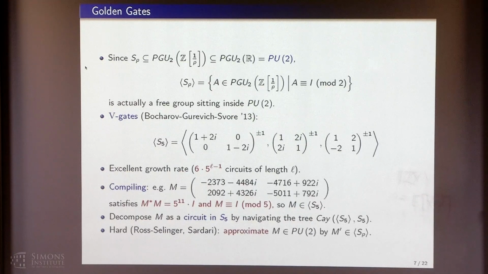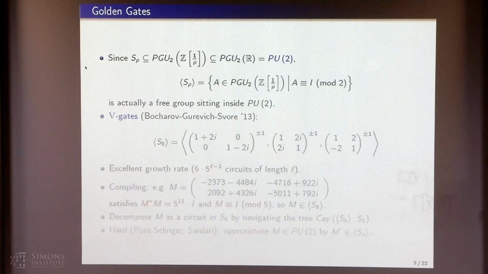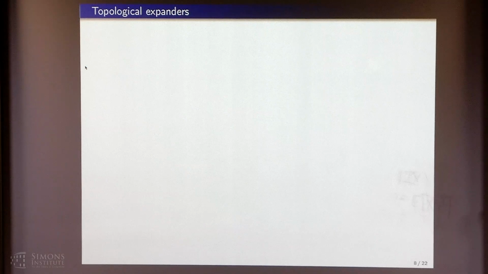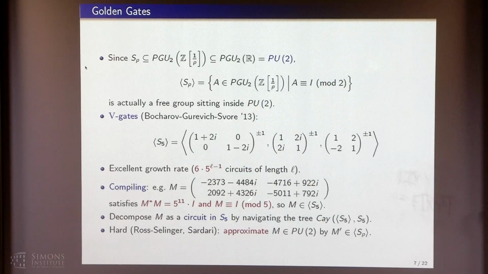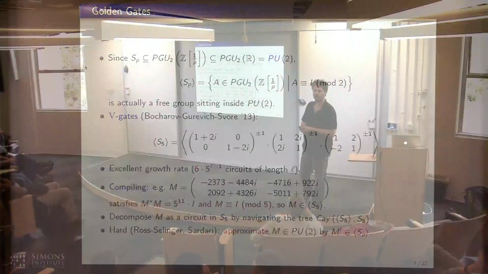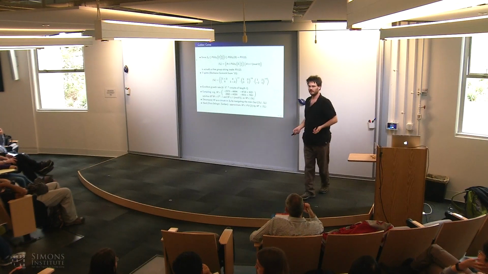And what is harder, as I said, is to go outside this group. So now I have a general point in PU2, and I want to find a close point in this subgroup. And this is Ross-Selinger, and Nasser did an analogous thing over the p-adics. So I talked about compilation and about growth rate. I didn't talk at all about efficiency. Do you want just growth rate, or do you want these words to be somewhat far apart? That's the efficiency. So that's the next slide.